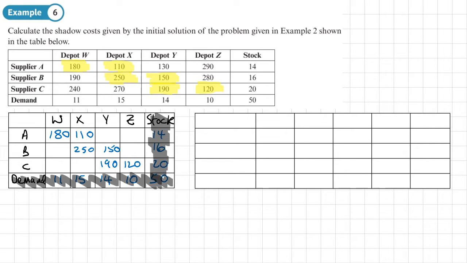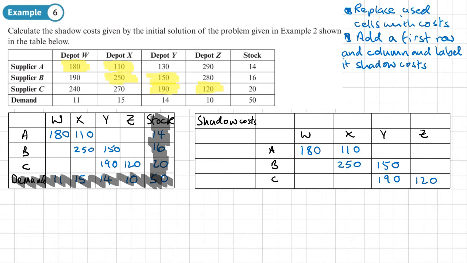Now we're going to take this information from this table and add a first row and a first column and label it shadow cost. This is where our shadow costs are going to go. This part of the table is exactly the same as this part. I've just added a first row and a first column and labeled it shadow costs. Okay, so we're now ready to apply the algorithm.